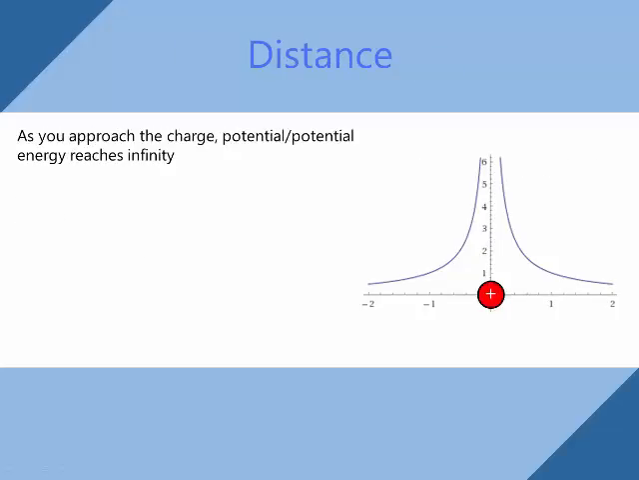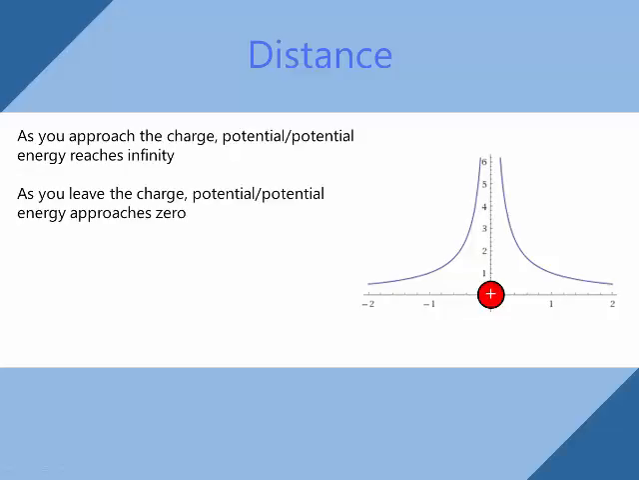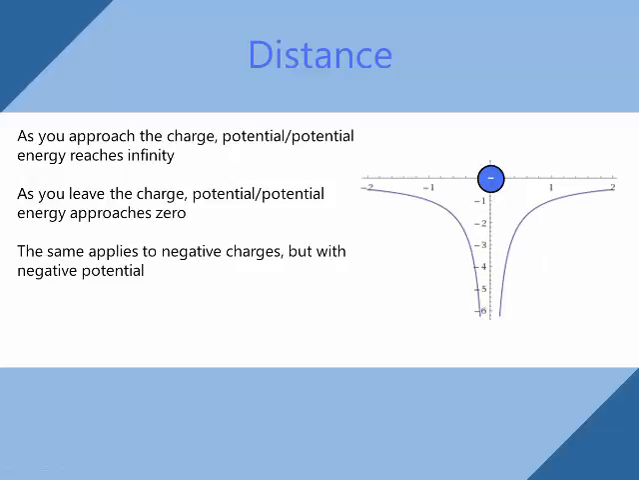Electric potential energy and electric potential are inversely proportional to the distance from the charge. So, as you get closer and closer to a charge, the potential and potential energy will approach infinity. Similarly, as you get further away from the charge, the potential will decrease to zero. For negative charges, the same is true. However, negative potential is attained instead of positive potential. As you get closer to a negative charge, you approach negative infinity potential and negative infinity potential energy.